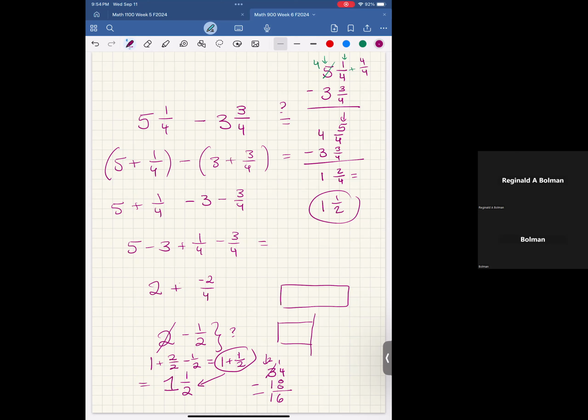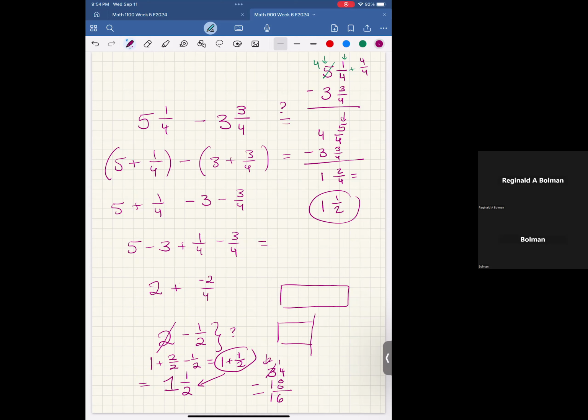One last example. We'll say we have 8 and 4/7 minus 2 and 6/7. Using the column-wise subtraction strategy, you're going to line up your 8 and 4/7. You would also line up your 2 and 6/7. Looking to this rightmost column, you're going to subtract 6 from 4, and of course you can't subtract 6 from 4, so you need to borrow a 1 from the 8.